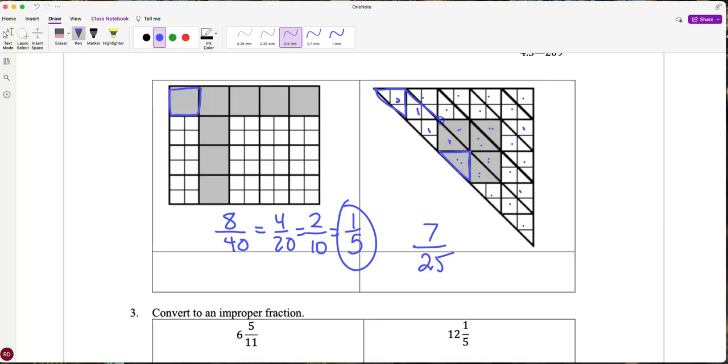So 1, 2, 3, 4, 5, 6, 7, 8, 9, 10, 11, 12, 13, 14, 15, 16, 17, 18, 19, 20, 21, 22, 23. Did I do that right? Let's count those again. 1, 2, 3, 4, 5, 6, 7, 8, 9, 10, 11, 12, 13, 14, 15, 16, 17, 18, 19, 20, 21, 22, 23, 24, 25. So 25. 7 out of 25.